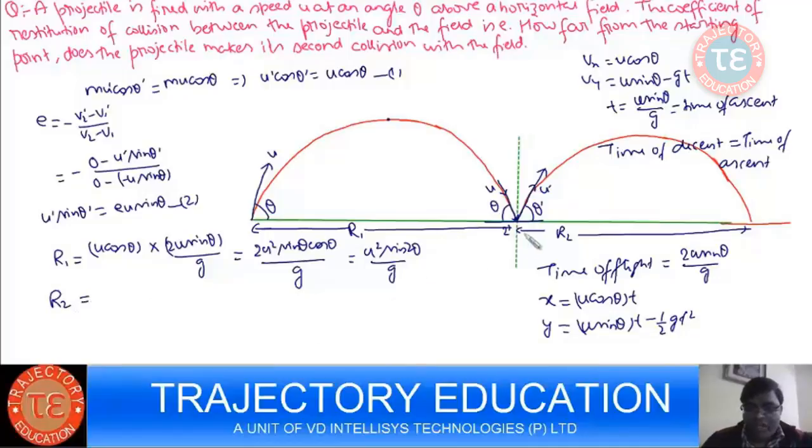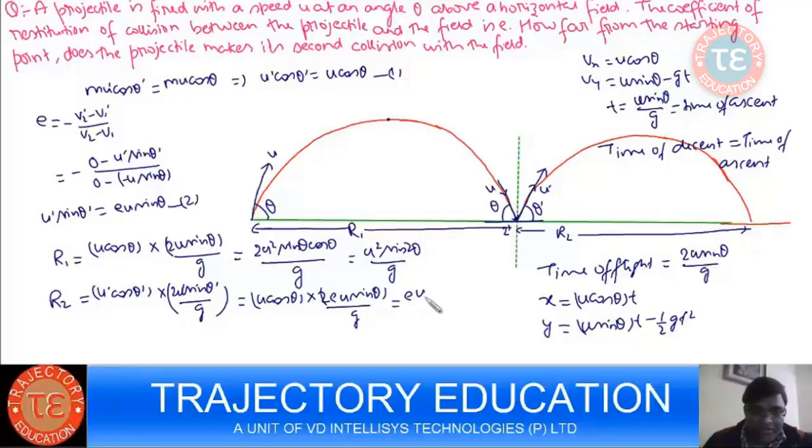See, the range R2 will be what? The horizontal velocity u' cos theta' into 2u' sin theta' upon g. That comes to be, u' cos theta' is how much? You see here, that is e u cos theta, and u' sin theta' is how much? e u sin theta, so e u sin theta upon g, that is e u square sine 2 theta upon g, right?